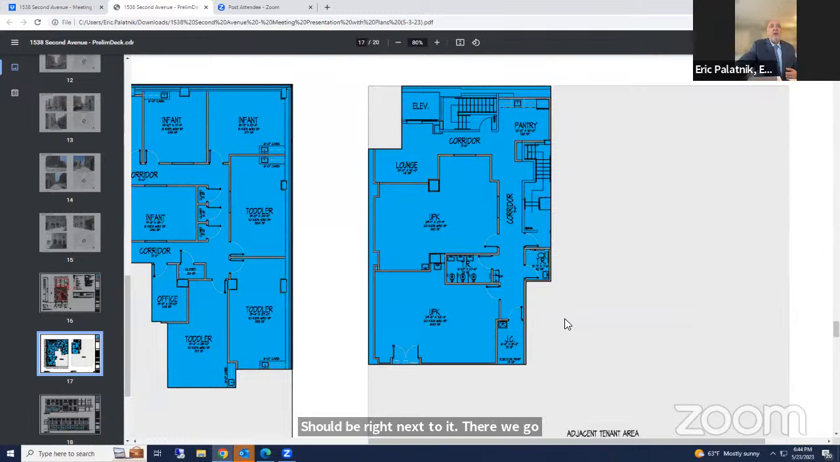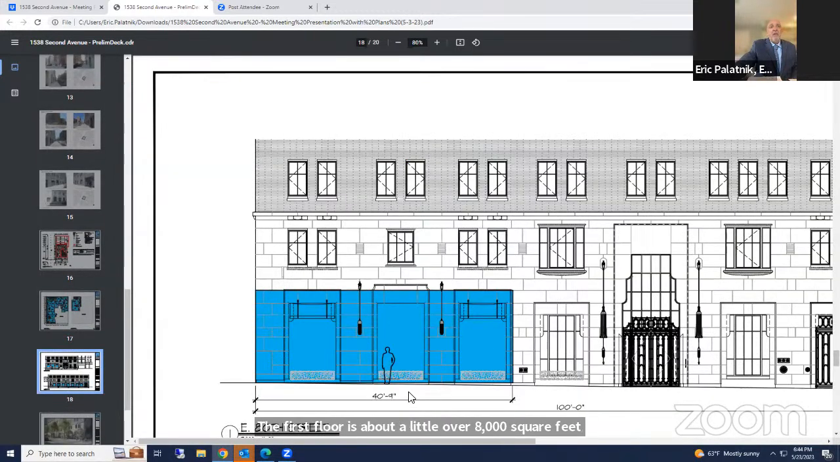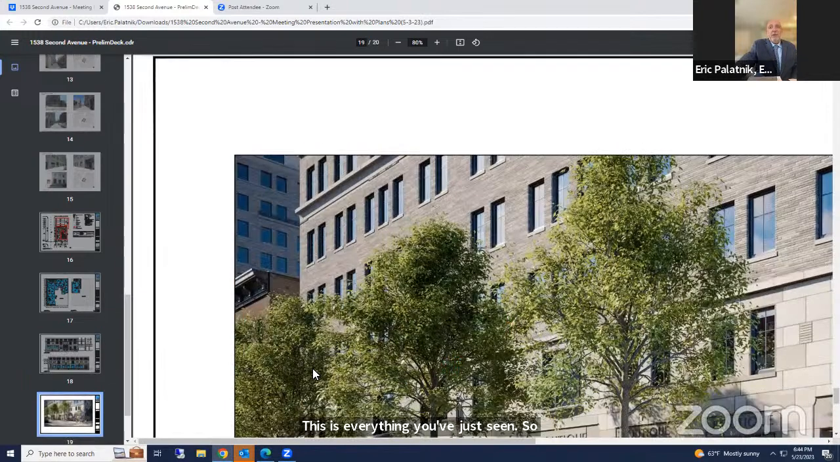And this shows you the cellar level. The right side of the page is the cellar level. So you walk down the staircase, and this is the amount of space they have. The cellar is about 2,000 square feet. The first floor is a little over 8,000 square feet. This is what the space has been designed to look like, and this is everything you've just seen. So this is what would be allowed to be there.